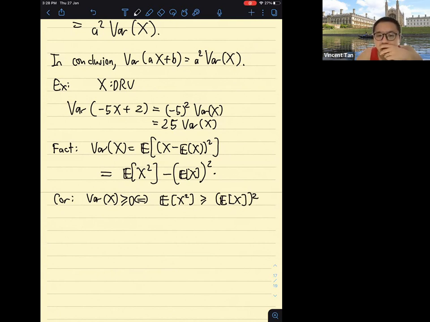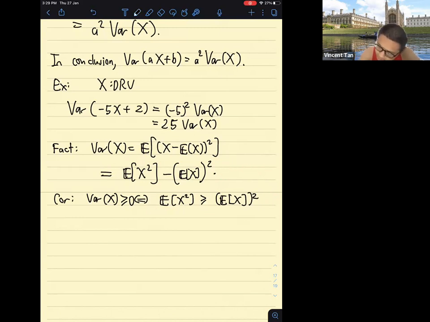Well, the standard deviation is the square root of this guy here. The standard deviation is the square root of the variance. It is the square root of this, okay? It is not quite the standard deviation, right? So this relation here always holds true because the variance is non-negative, okay?